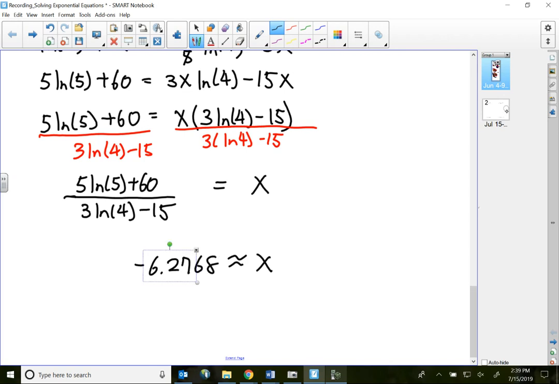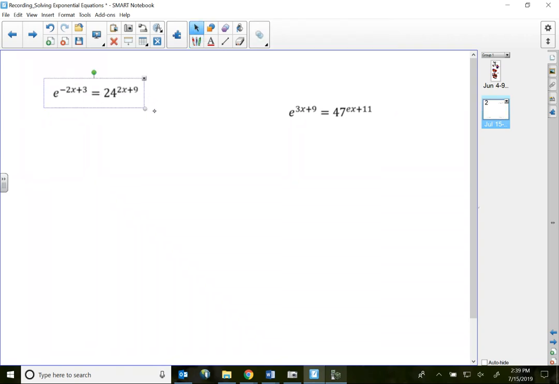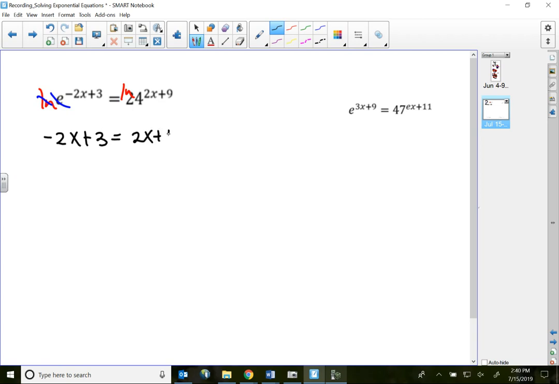All right, let's try another two, very similar to it. Both of these I have to take a natural log, so I'm going to do this one first. The purpose of the natural log is so it can cancel out with the e, and at the same time bring the exponent down. So I get negative 2x plus 3 is equal to (2x plus 9) times natural log of 24.